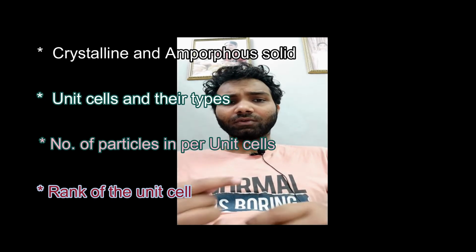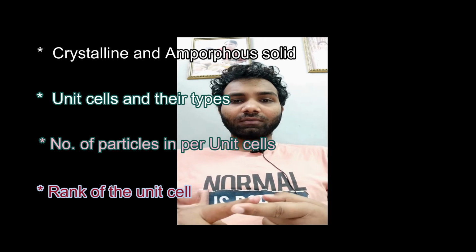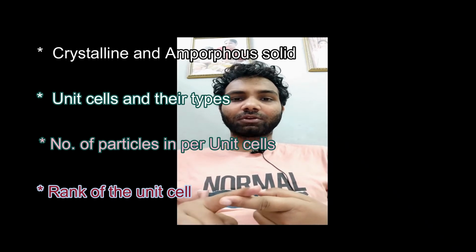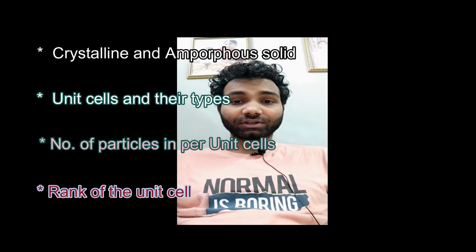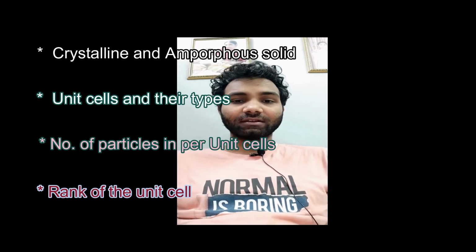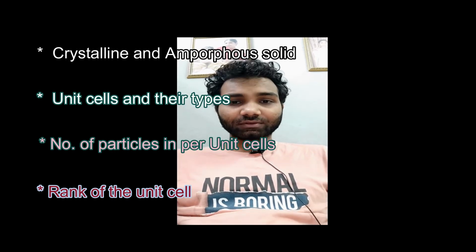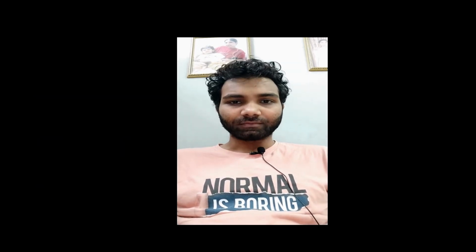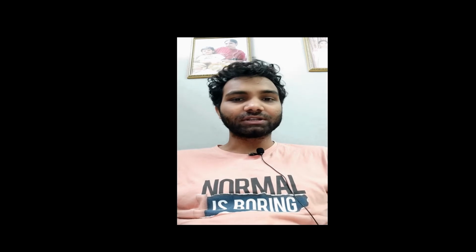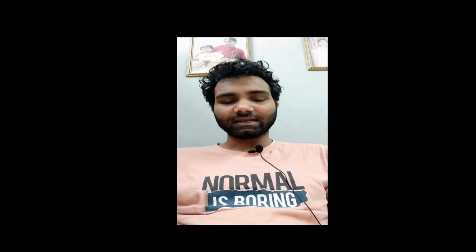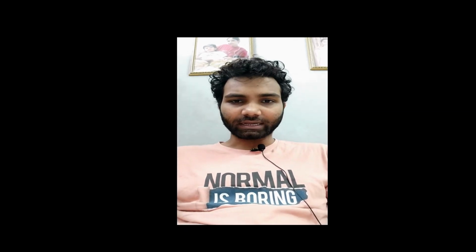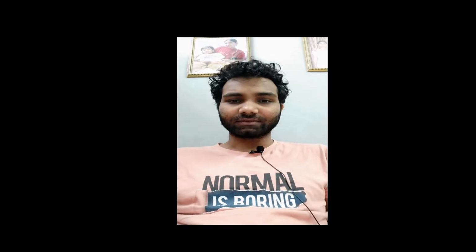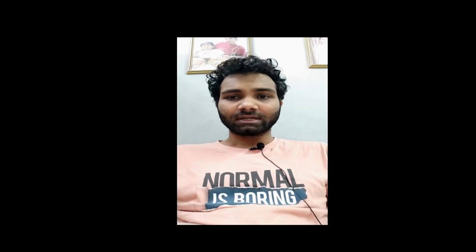And we further moved on to the number of particles in a unit cell and the types of unit cell. The types of unit cell we already discussed. What are the types of unit cell? Number one, simple cubic unit cell, known as primitive unit cell. Number two, body centered unit cell. Number three, face centered unit cell, and number four is end centered unit cell. And we already calculated the number of particles in different types of unit cells. We call them the rank of the unit cells.